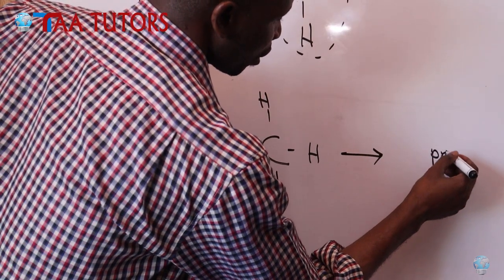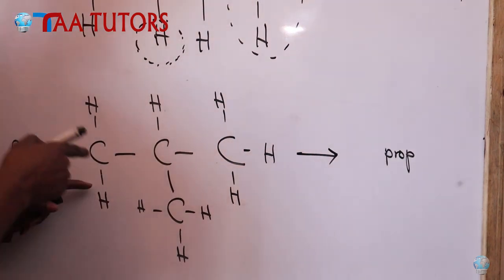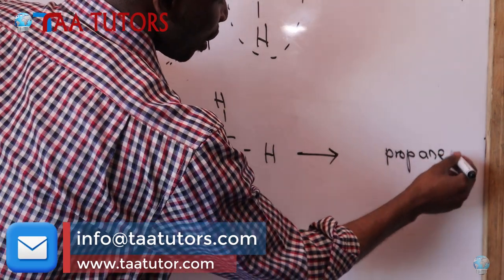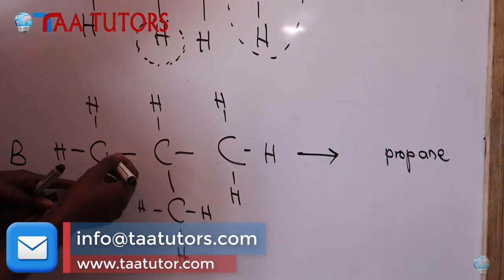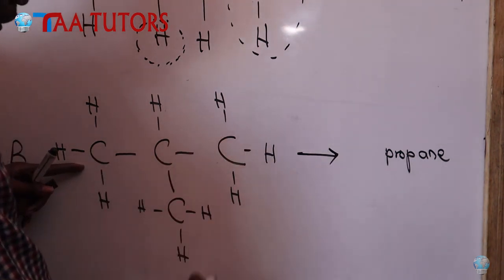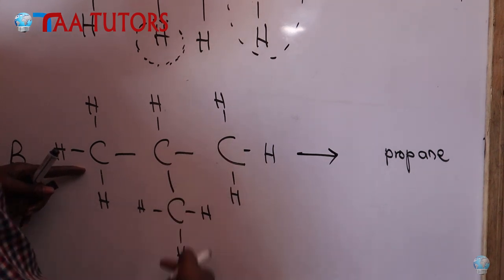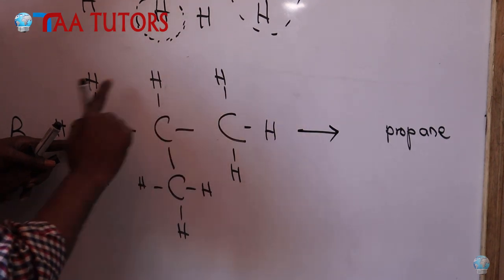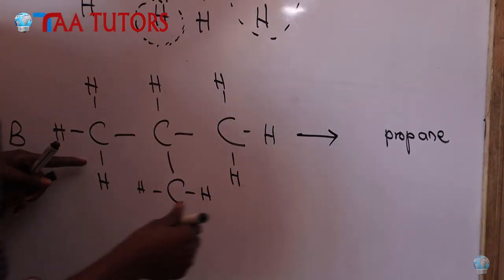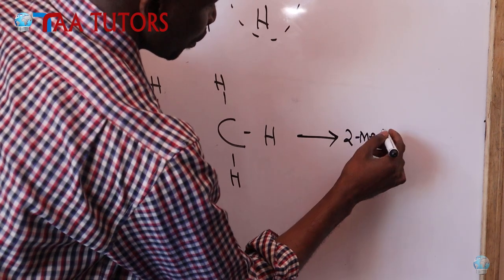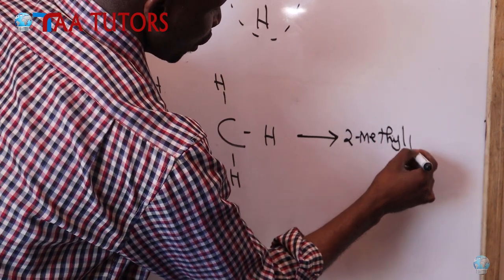So prop. But it is an -ane because it has single carbon bonds, so I'll say propane. But the branch here, if I take this as the chain I'm talking about, the branch is methyl, CH3. So this methyl here is located on carbon 1, 2, 1, 2, whichever end I start from, on the second carbon atom. So I'll say 2-methyl. 2-methylpropane.